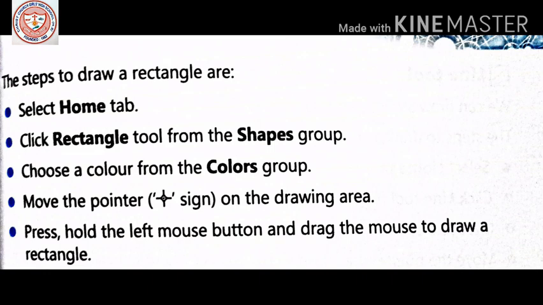So, select the Home tab. Click the rectangle tool from the shapes group. Choose a color from the colors group. Move the pointer, that is the plus sign, on the drawing area.